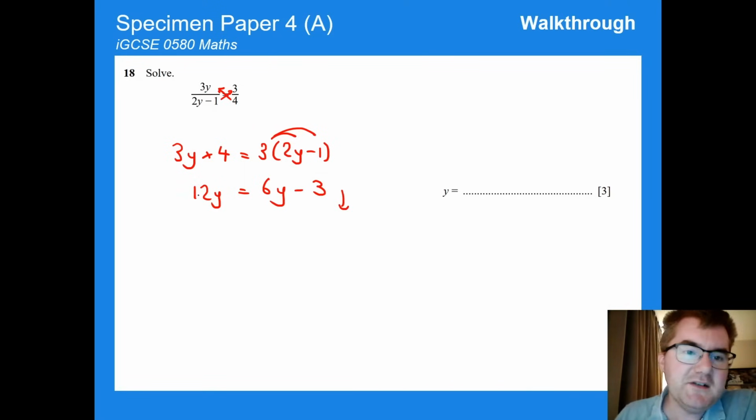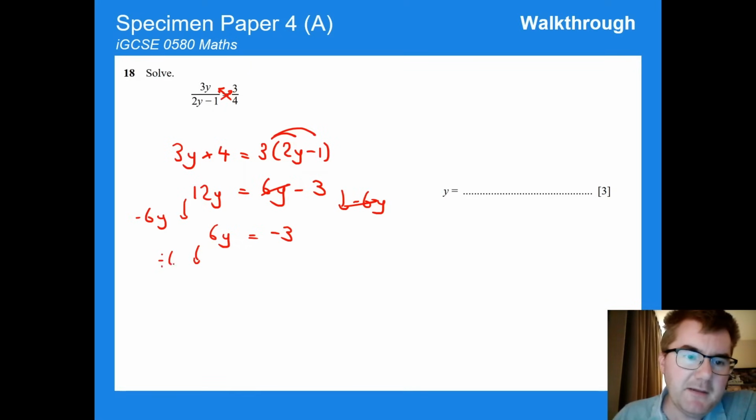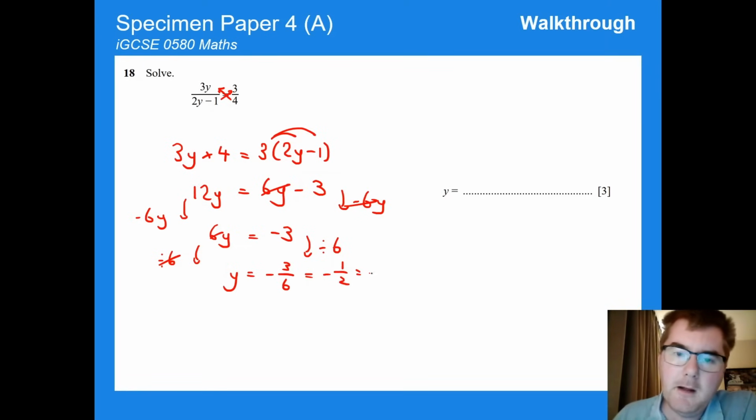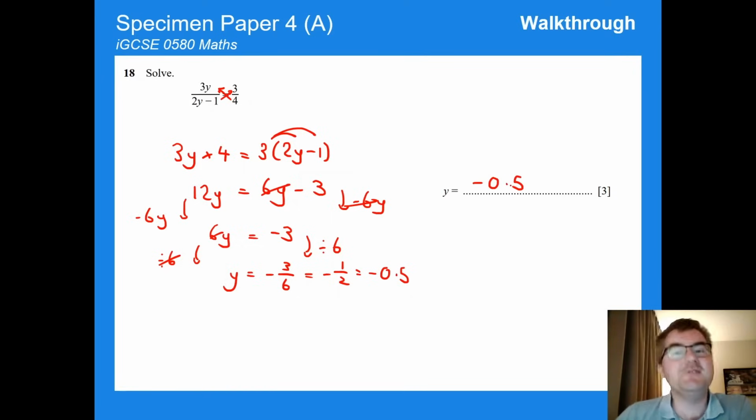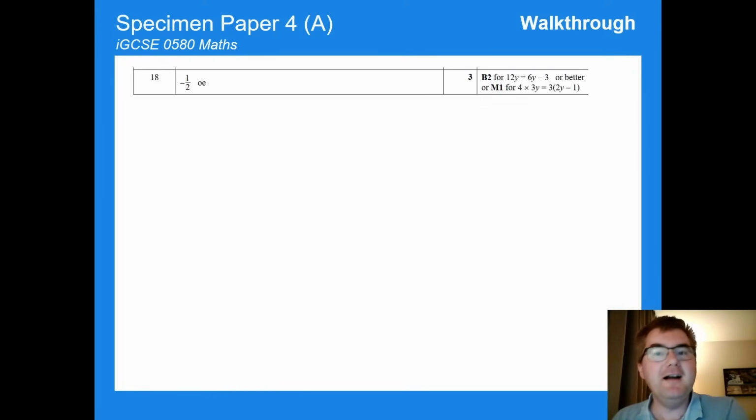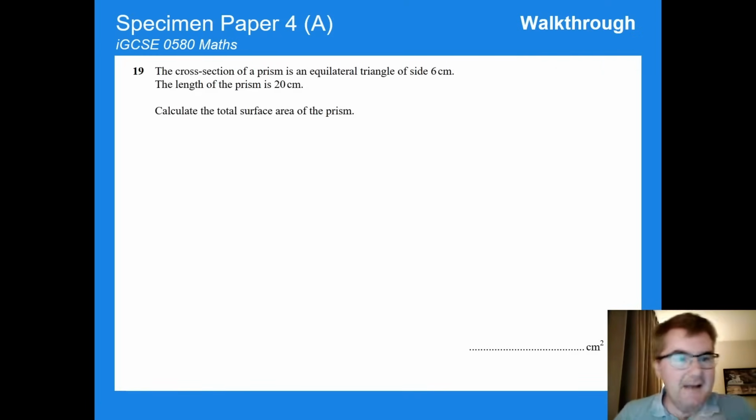So we want to get y on its own. So we bring all the y's to one side. So we minus 6y on both sides. This cancels, giving us minus 3. 12y minus 6y is 6y. And now we want to divide by 6. That's the opposite of multiplying. This cancels, giving us y equals minus 3 over 6, which simplifies to minus a half or minus 0.5. And what I've been noticing so far is they're liking decimals. So I'm going to put it as 0.5. And now they put it as a fraction. Okay, there we are.